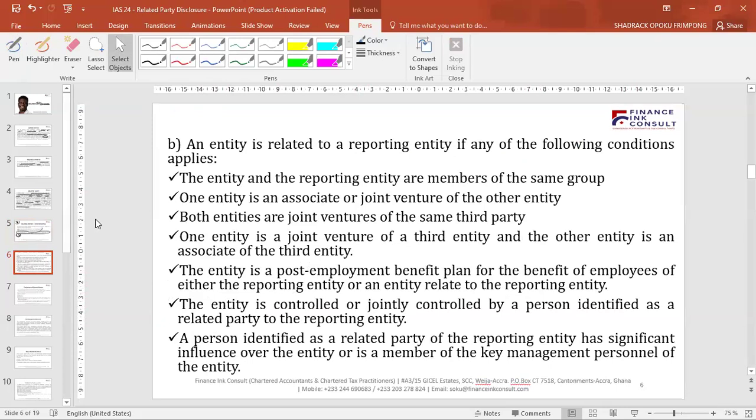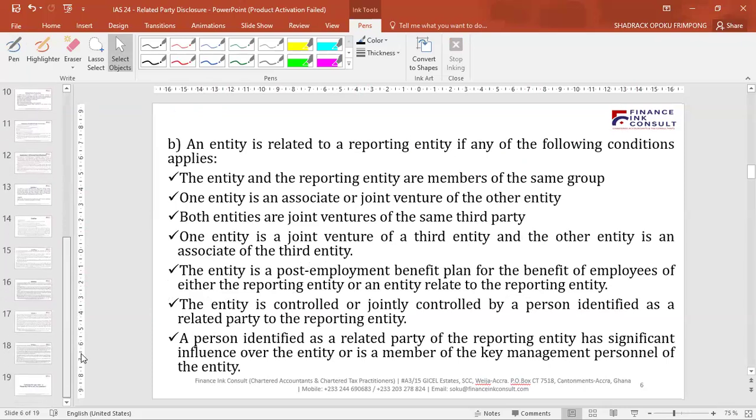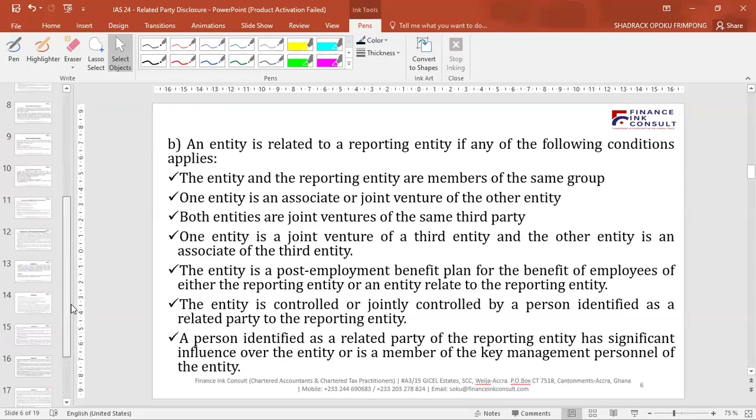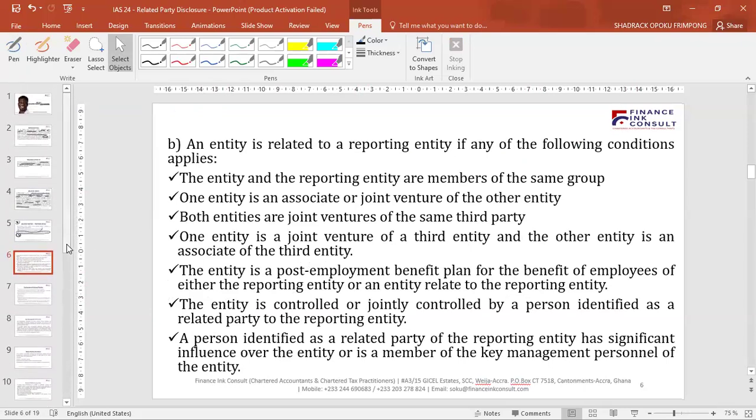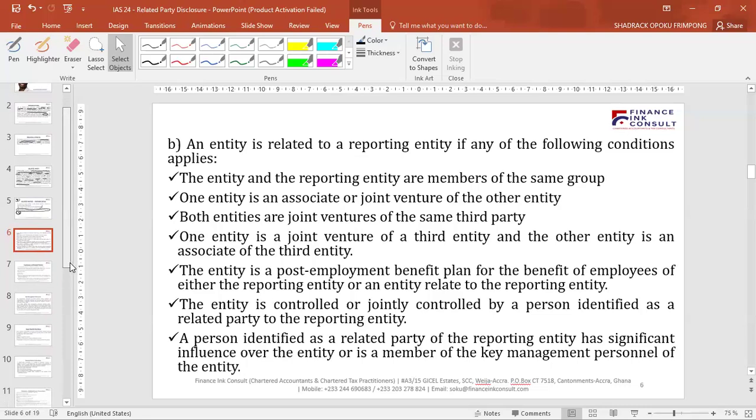Please, are you guys following? This one we will not be doing any computation. So if you are waiting for computations, any better. Yeah, we are here with you. Yes. Okay. This is a disclosure standard, so it's about writing theory and all those things.